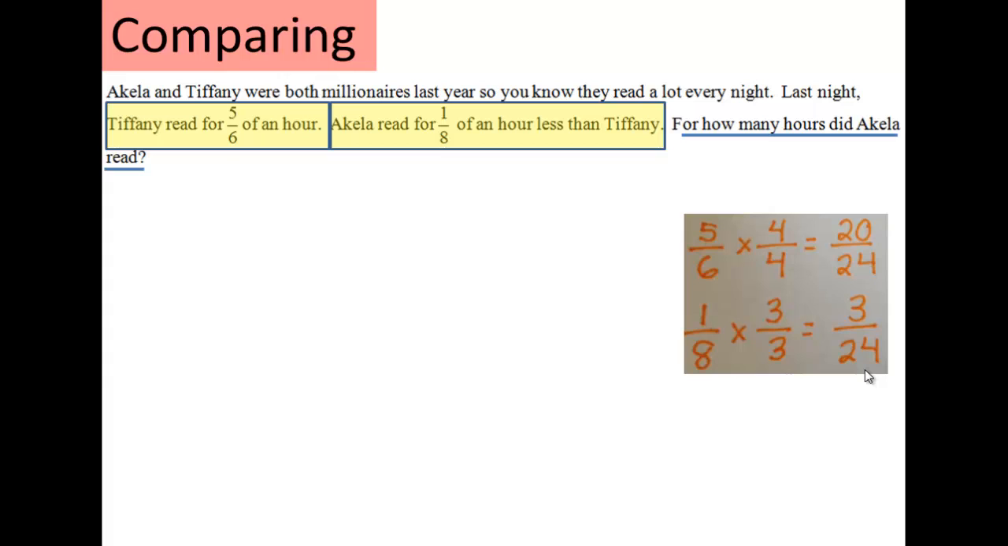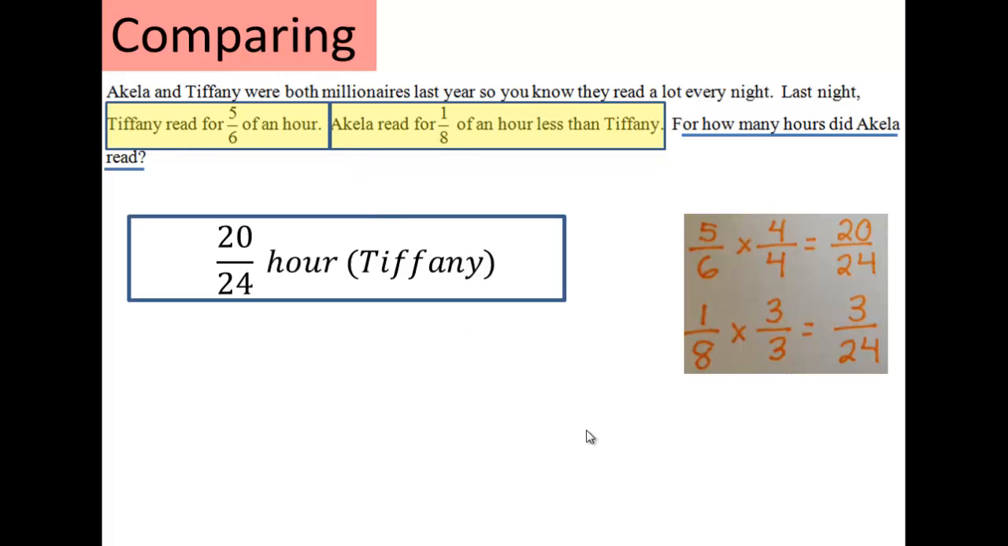All right, who's the person that I know how much they read? Is it Tiffany or is it Akila? Call it out. Yep, it's Tiffany. So I'm going to make her bar first, and I'm going to use the equivalent fraction within her bar. Instead of 5/6 of an hour, I'm going to put 20 24ths of an hour, and that's for Tiffany.